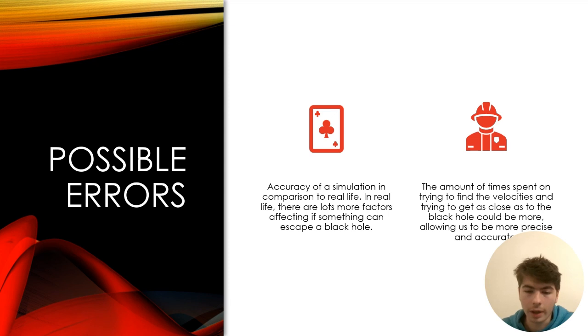Some possible errors are the accuracy of a simulation in comparison to real life. I mean, in real life, there's lots more factors affecting a system than just something as simple as a black hole and a star. So that was obviously not represented here. That can be a possible error. And the amount of time spent on trying to find the velocities and trying to get as close to the black hole could also be more. That would allow us to get more precise and accurate measurements on what the velocity needs to be in the x and y directions to get closer to the black hole.